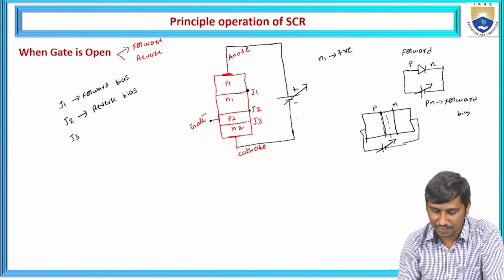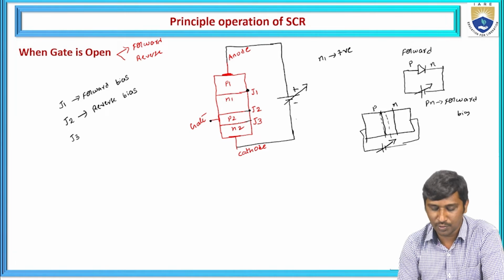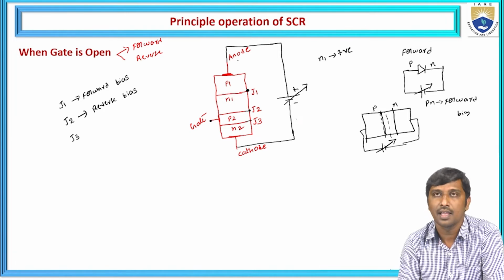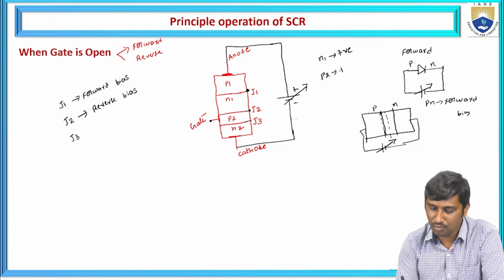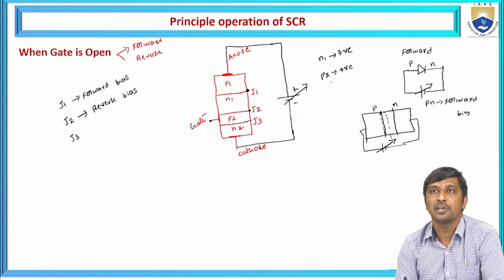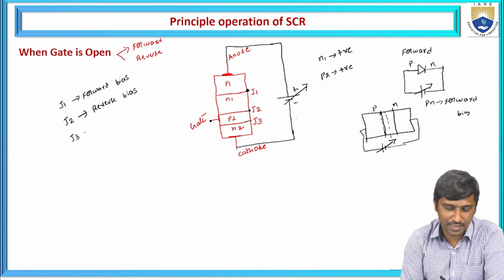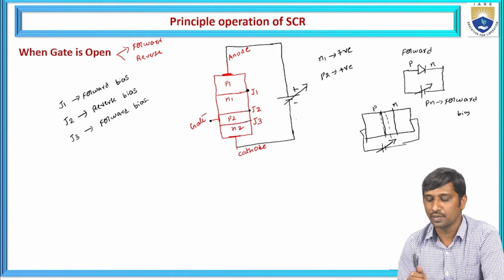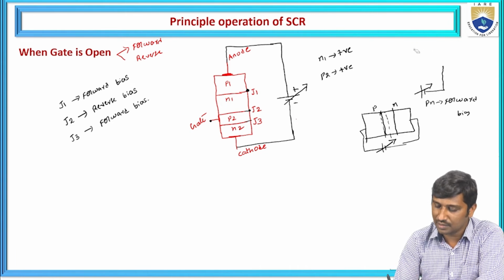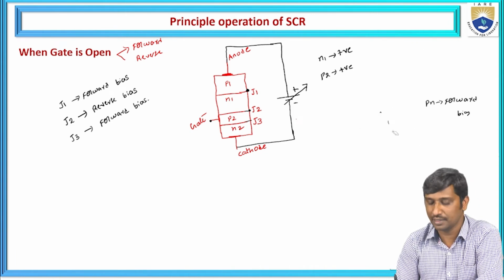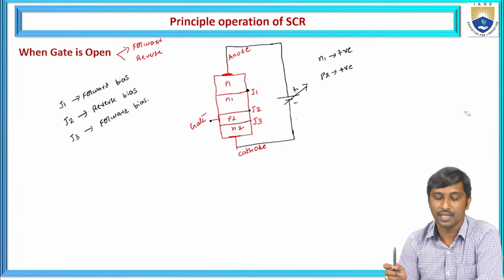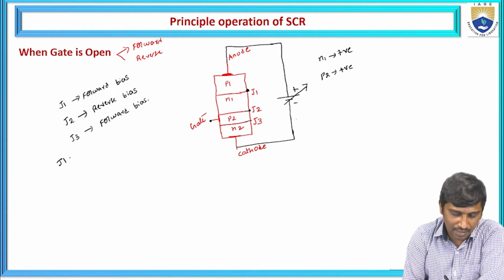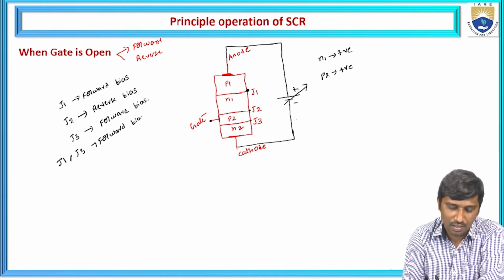And if you observe J3, it is intersecting from P2 to N2, and P2 is connected to the positive pole of the battery. If P is connected to the positive pole of the battery, we can say that that particular junction acts as a forward bias. Hence, J3 also acts as forward bias. So from this representation, J1 and J3 act as forward bias, and J2 acts as a reverse bias.